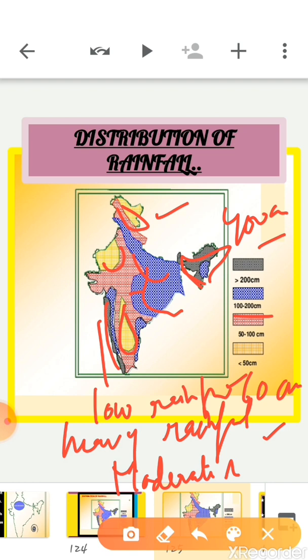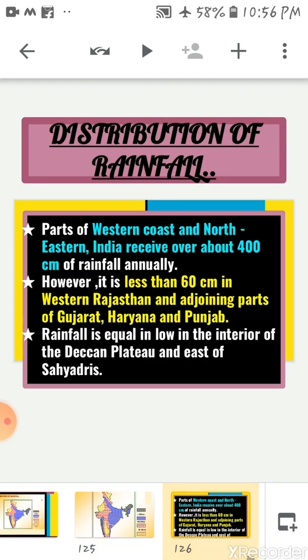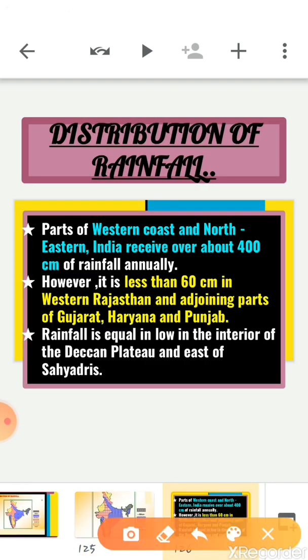Clear? Now, if we talk about the consequences of uneven precipitation, the annual rainfall is highly variable from year to year. If there are too many rains, they cause floods and havoc all around. And if there are not sufficient rains, the people are affected because of drought and famine. So let's read about the distribution of rainfall.